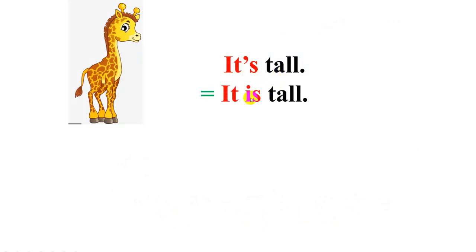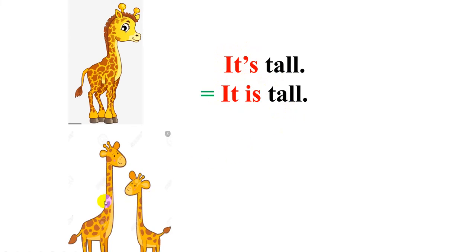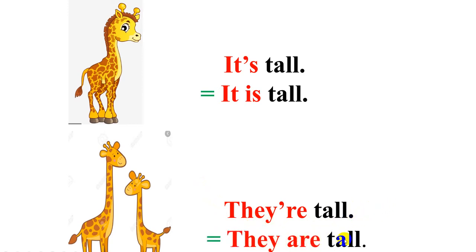Look at a giraffe. One giraffe. So you use it's. It's tall. It is tall. This is the short form and this is the long form. It's tall. It is tall. Next one, two giraffes. So you say they're tall. They're tall. Same. They are tall. Good. One more time. It's tall. It is tall. They are tall.